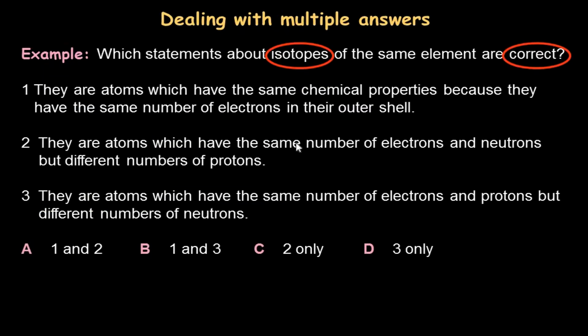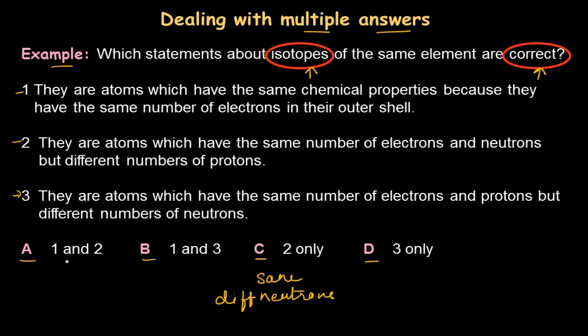Now, let's see one more tip for solving MCQs, for when we have multiple answers. Suppose the example says: which statements about isotopes of the same element are correct? We are talking about isotopes, and as we discussed earlier, for isotopes everything other than neutrons is the same. Only the neutrons are different. So now start looking at the options given, A, 1, 2 and 3, and look for the correct option out of A, B, C and D.